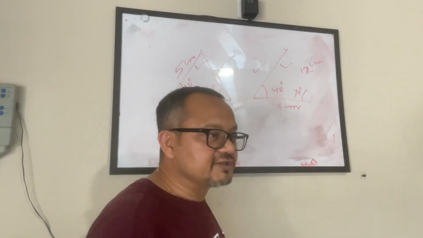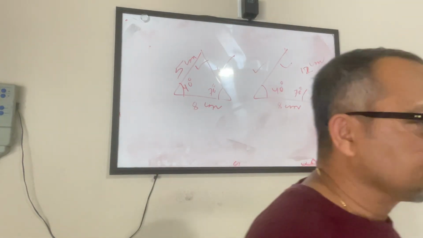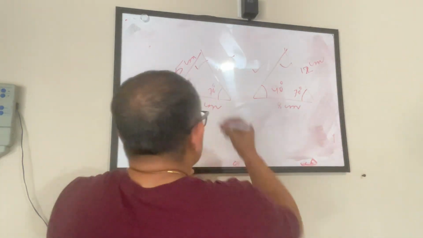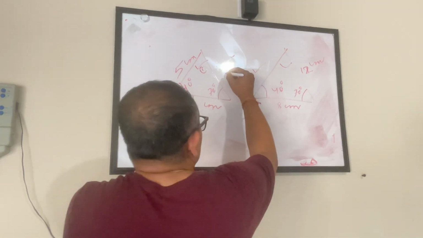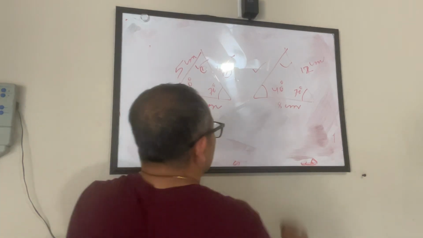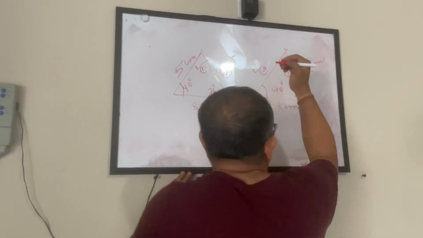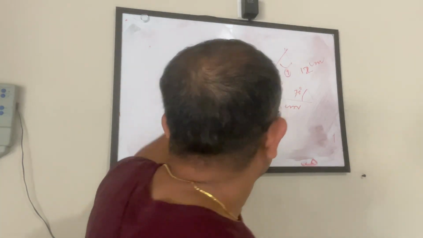Yeah, Vivan, you raised your hand. Tell me. So this angle is 1. Tell me what is 1. This side is 2. Tell me what this is. This side is 3. Tell me this. This angle is 4. Tell me this.